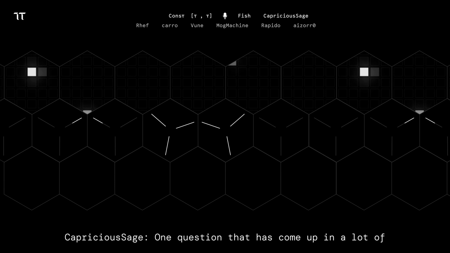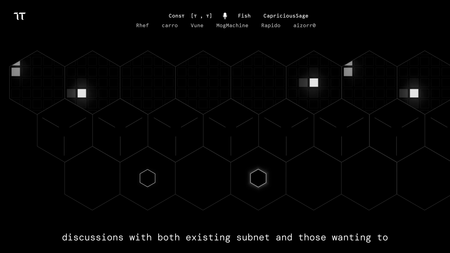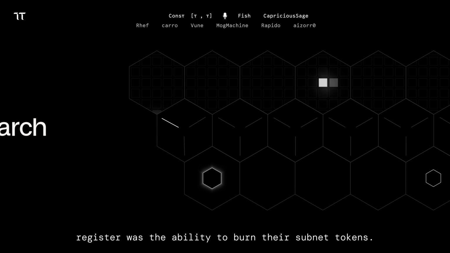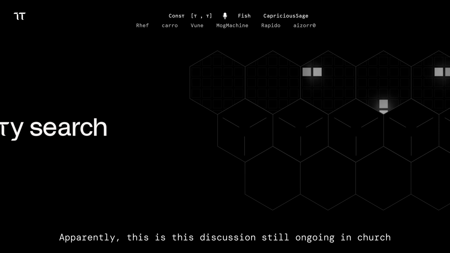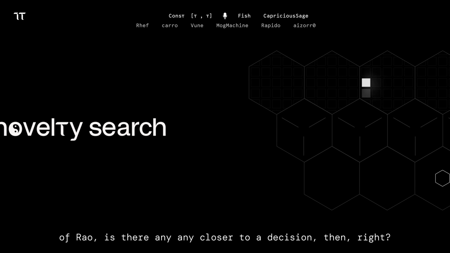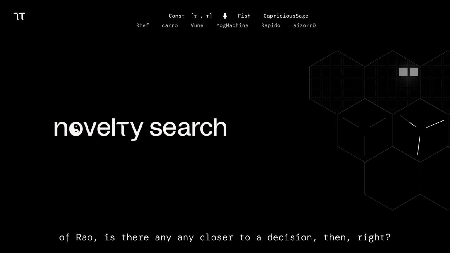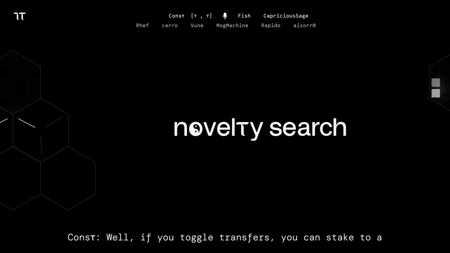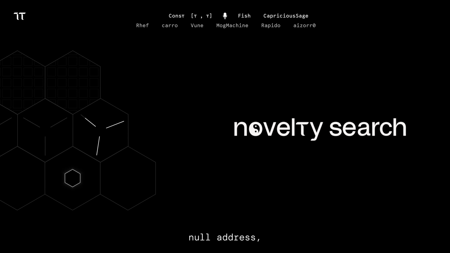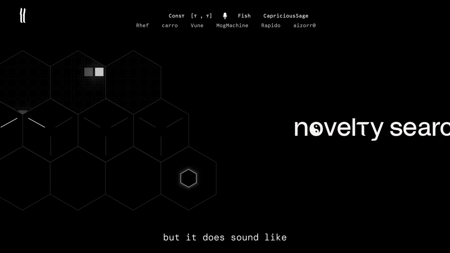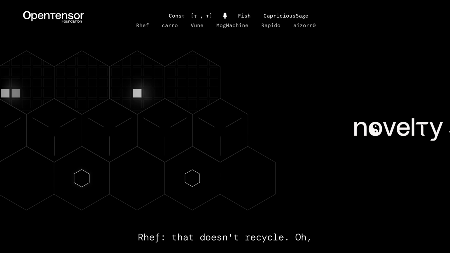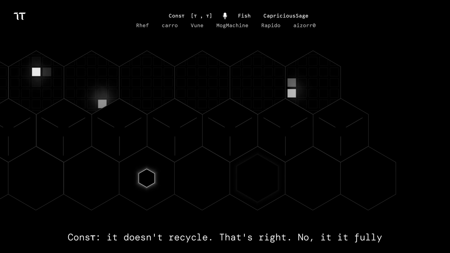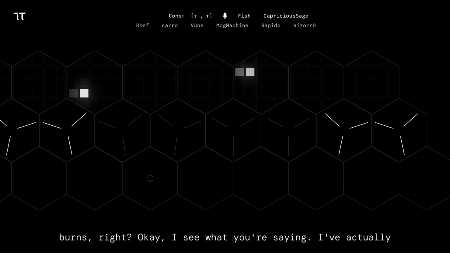One question that has come up in a lot of discussions with both existing subnets and those wanting to register was the ability to burn their subnet tokens. Apparently, this discussion is still ongoing in Church of Rao. Is there any closer to a decision there? Right. Well, if you toggle transfers, you can stake to a null address. And that doesn't recycle. Oh, it doesn't recycle. That's right. No. It fully burns. Okay, I see what you're saying.